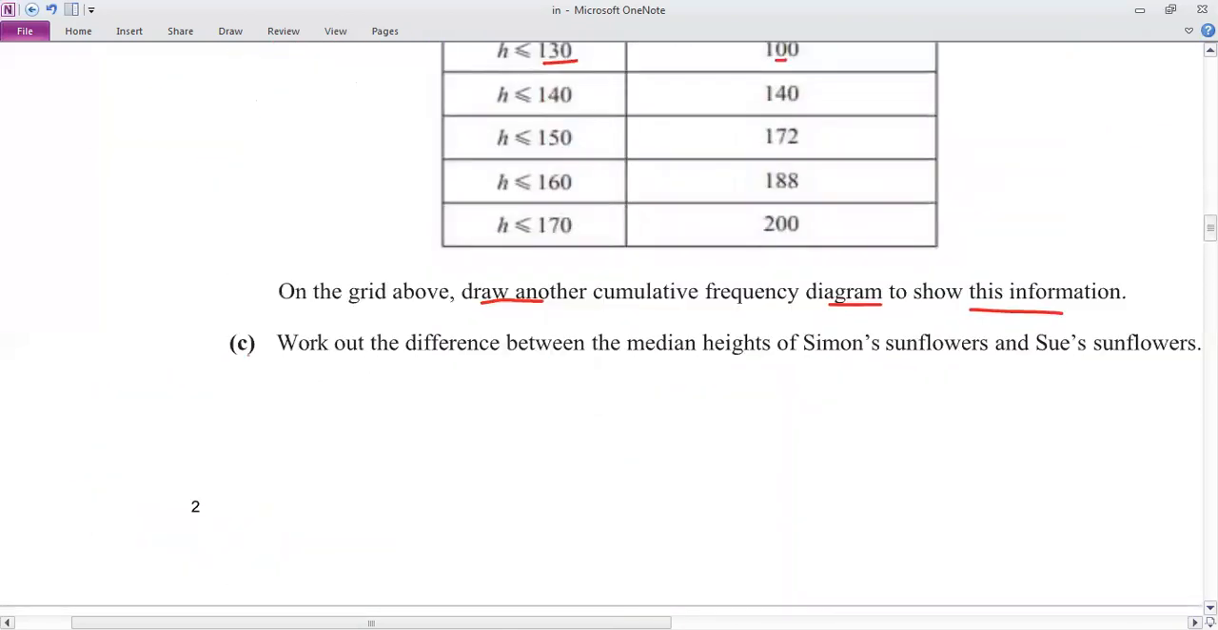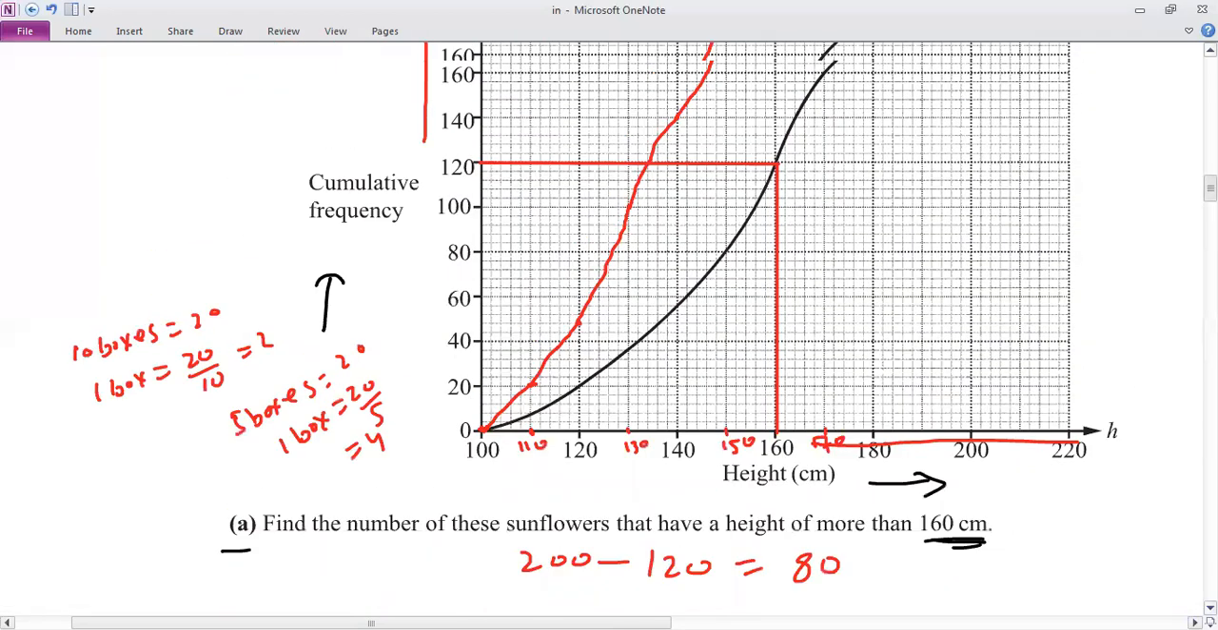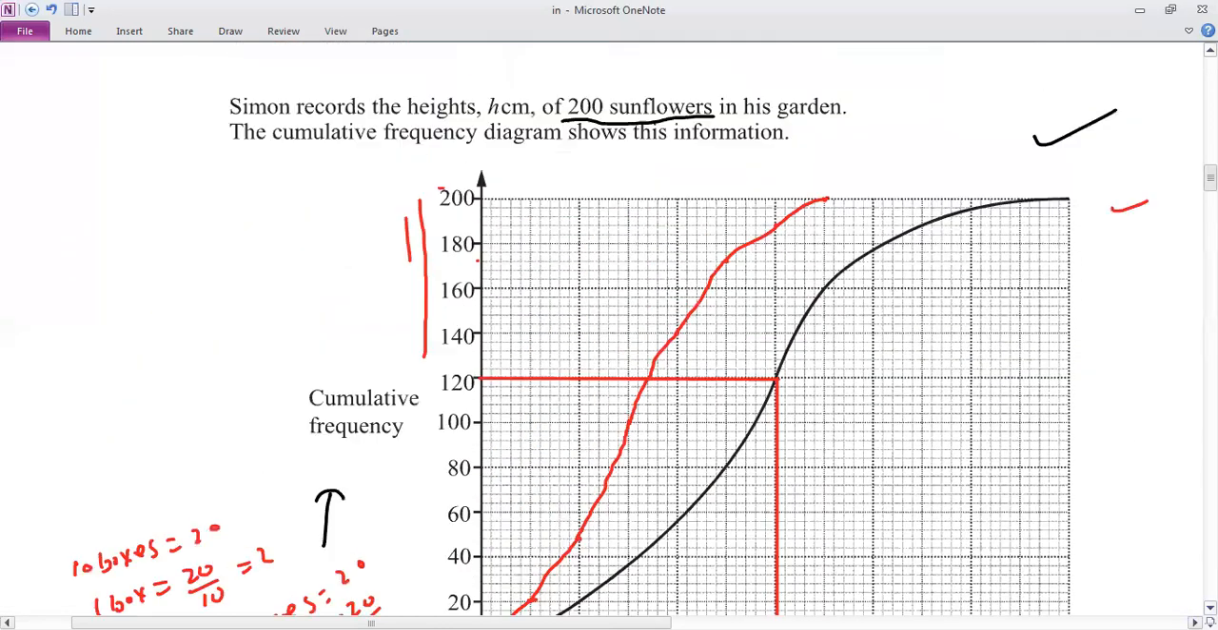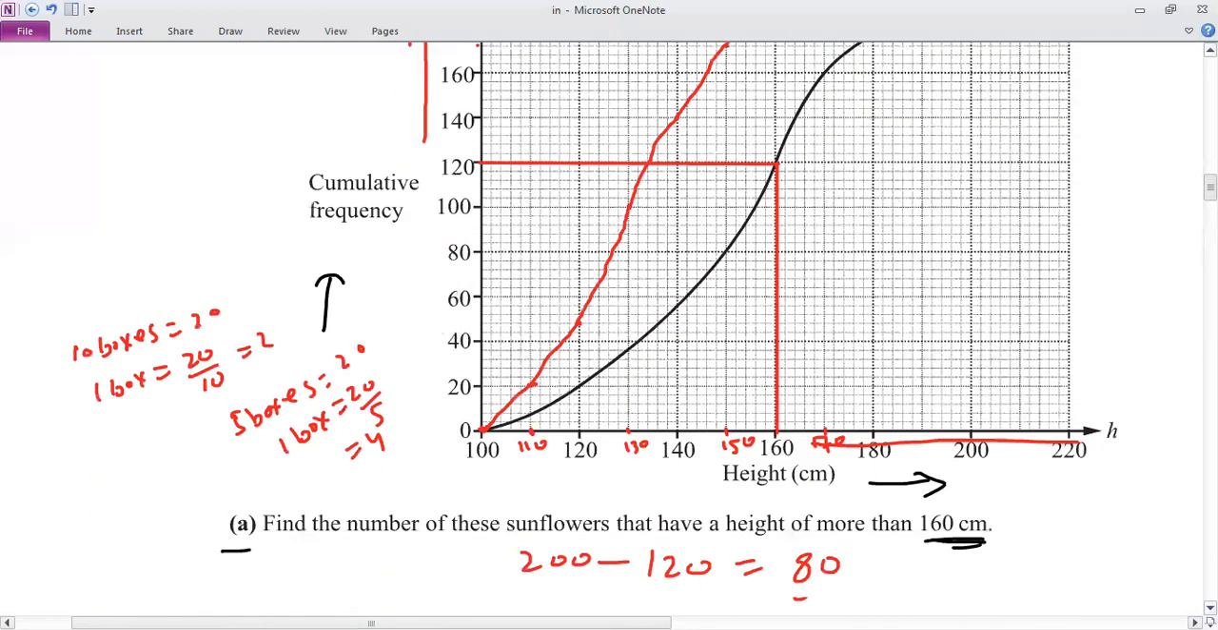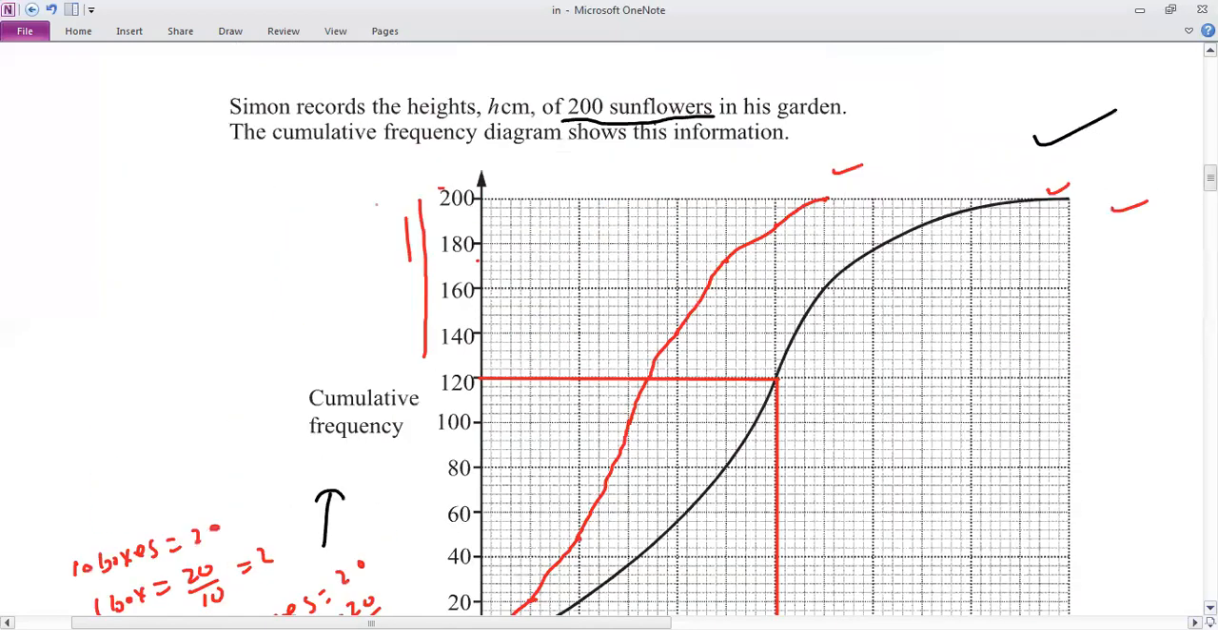Yes. Okay, then part 3 is saying work out the difference between the median height of Simon's and Sue's flowers. So we need to find the median first for Simon and then for Sue. This is the Simon curve and this is the Sue curve. Median, as I said to you, is 50%, yes? Both have a total of 200. So what will be the median? The median will be 50% of 200, for both, because both have the same cumulative frequency.